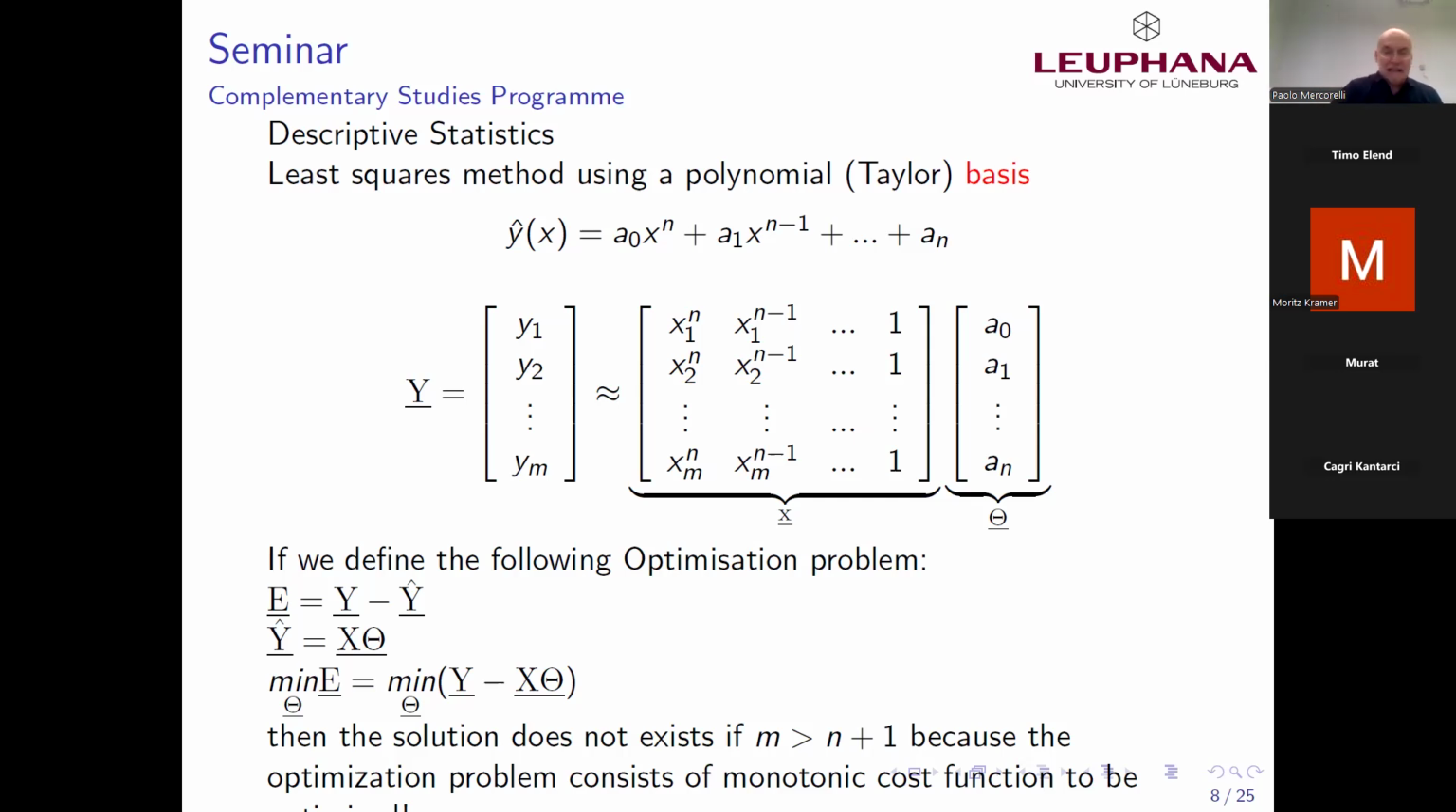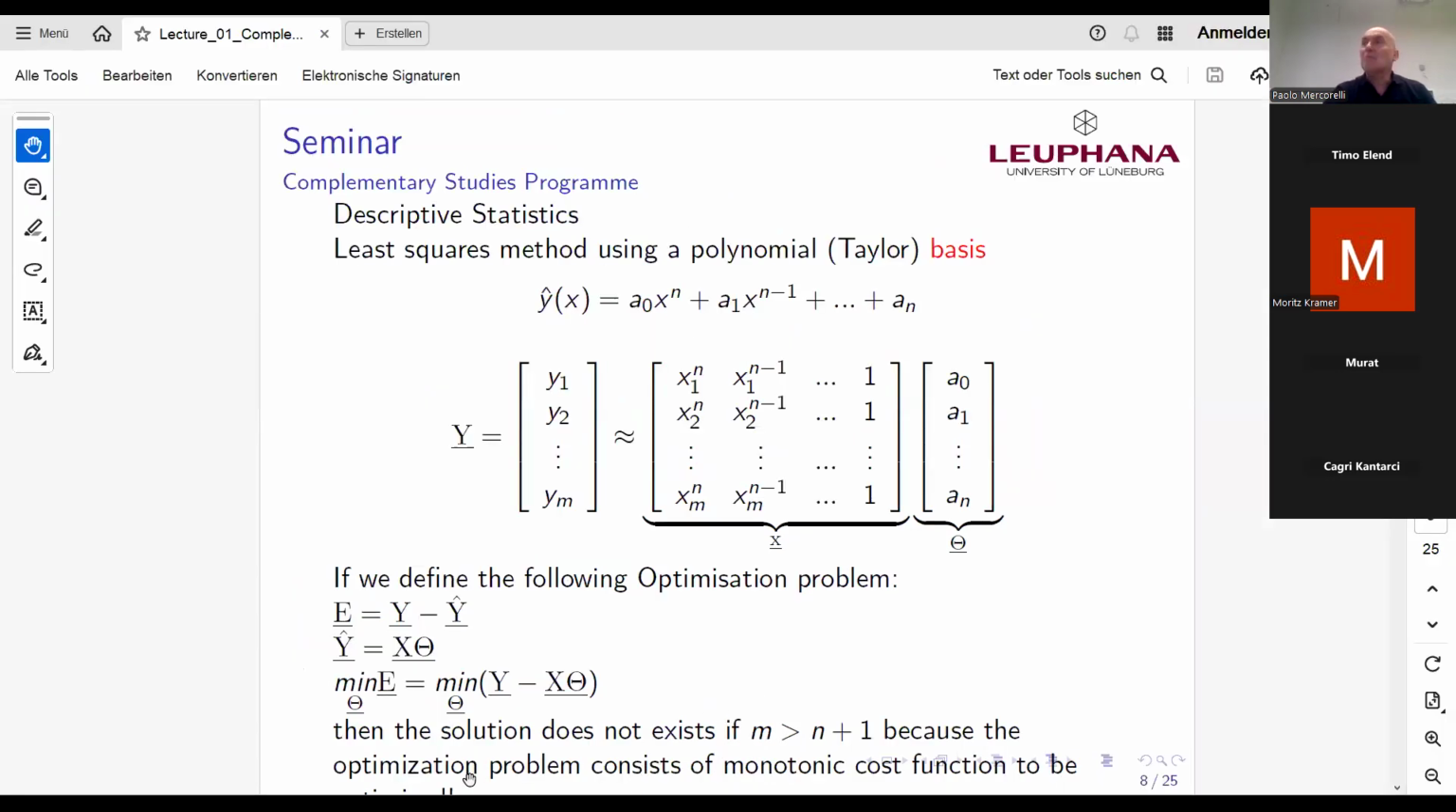This means, it's a shame, we cannot see until the end of the slide. Let me see. I have to improve the slide a little bit because we cannot read until the end. To be optimized, no? The last sentence is to be optimized, because the function is a monotonic one.